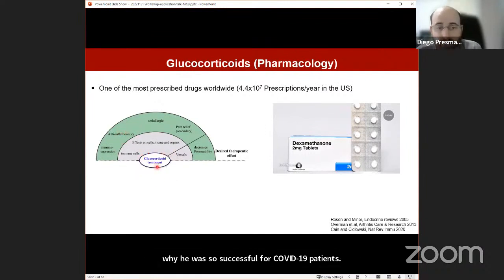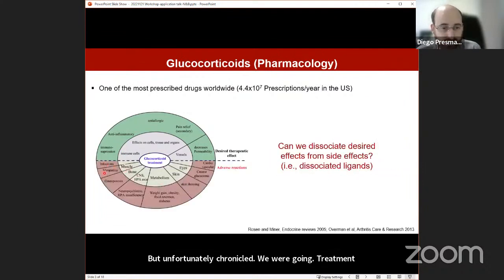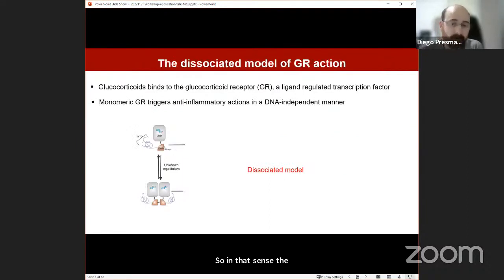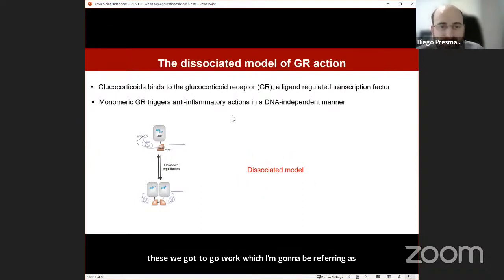But unfortunately, chronic glucocorticoid treatment has severe adverse reactions, like the ones that you can see on this table. So one of the objectives from a pharmacological perspective is to try to find what are called dissociated glucocorticoids. That means dissociated ligands, synthetic drugs that will just keep the desired therapeutic action, but will decrease or hopefully have no adverse reactions. So in that sense, a model has been built on how these glucocorticoids work, which I'm going to be referring to as the dissociated model of glucocorticoid action, okay? And this goes a little bit like this.